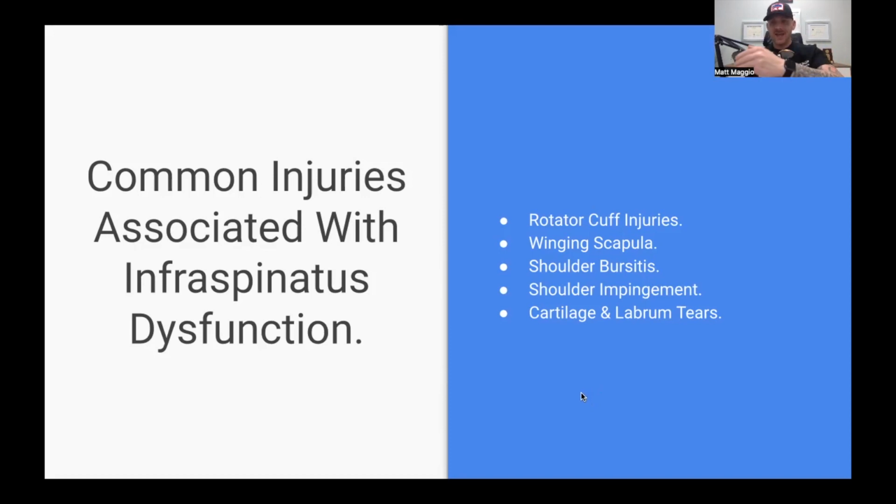So a lot of people end up presenting with cartilage tears, shoulder impingement, maybe rotator cuff dysfunction, and that's what they think is the actual problem, but that's the effect of what's going on. The real cause is the underlying problem in the infraspinatus muscle.